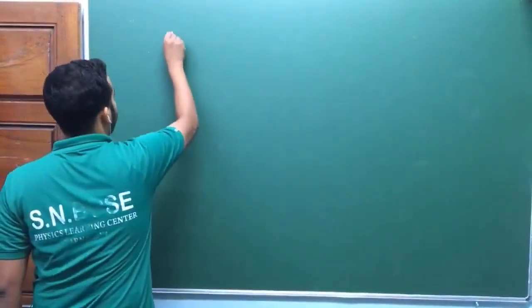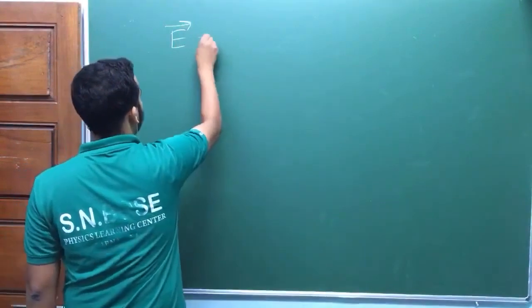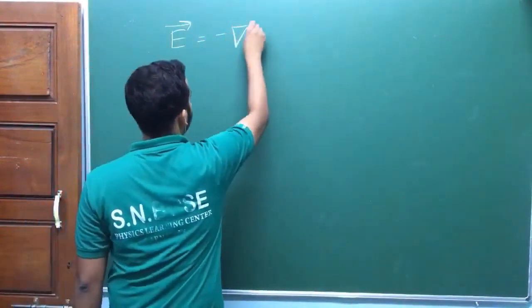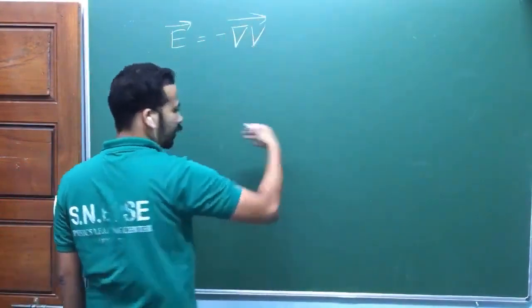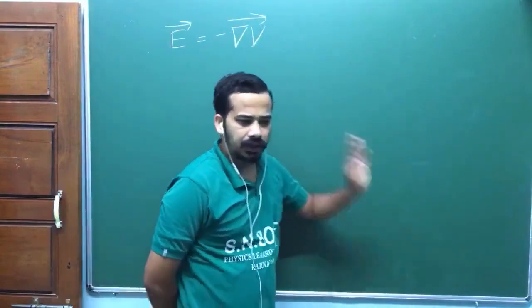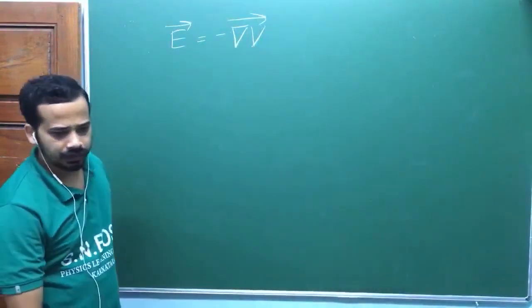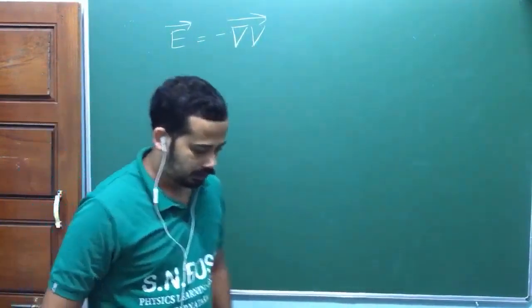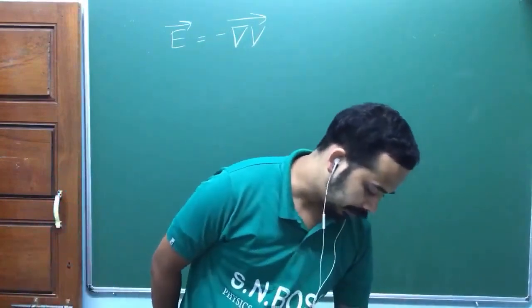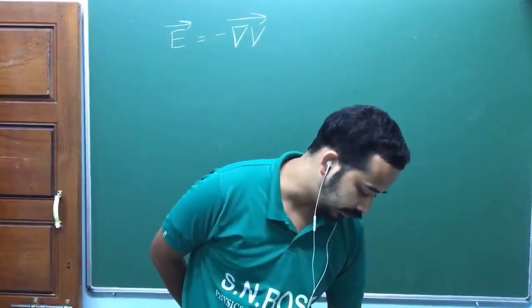Now let me get into this mathematical part again. Electric field is equal to the negative gradient of potential. Am I right? Whatever reference point we take, the gradient will be the same, isn't it? Field is unique, even though potential is not unique, since potential depends on the reference point. Electric field is always unique, isn't it?